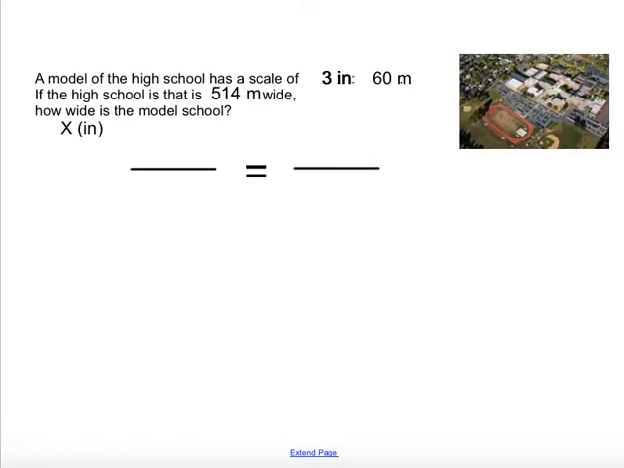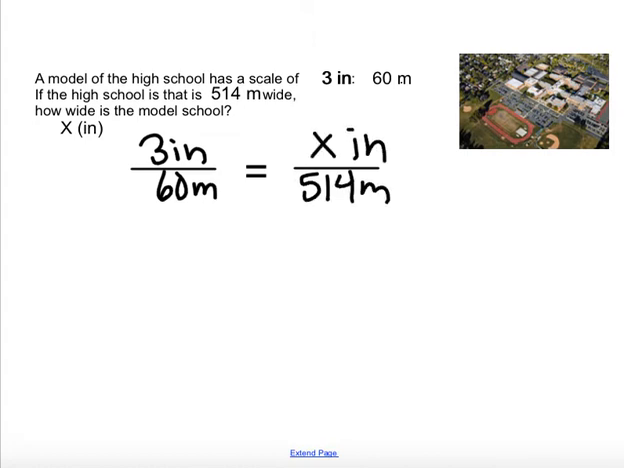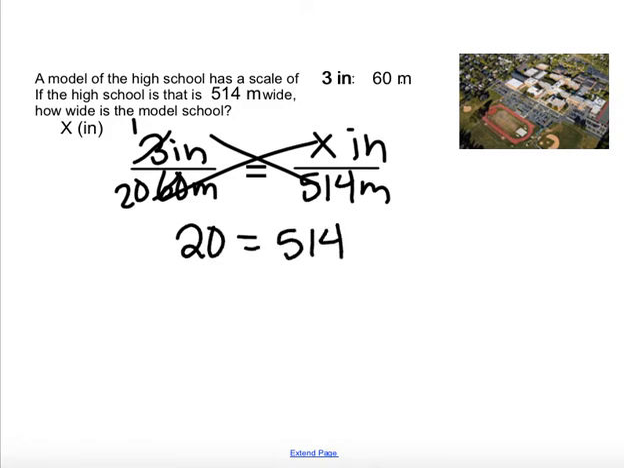All right, next one. A model of the high school has a scale of 3 inches to 60 meters. If the high school is 514 meters wide, how wide is the model of the school? So we do 3 inches to 60 meters. And since I know the meters, I put 514 meters here, and I want to know how many inches. So I'll reduce over here 1 to 20, and I'm going to cross multiply to say we have 20 equaling 514. Oh, sorry, 20x equals 514.